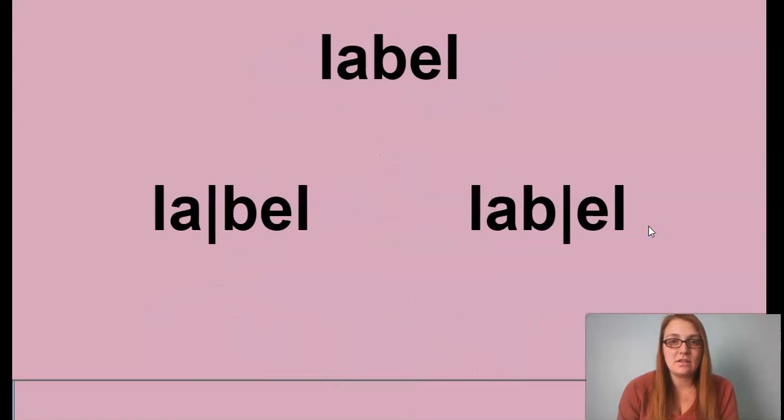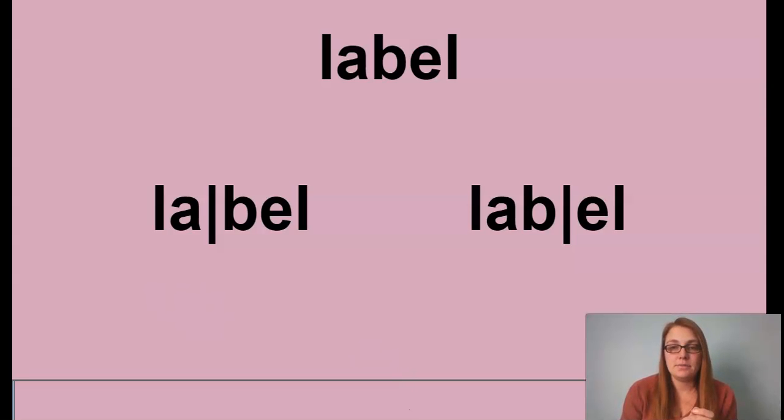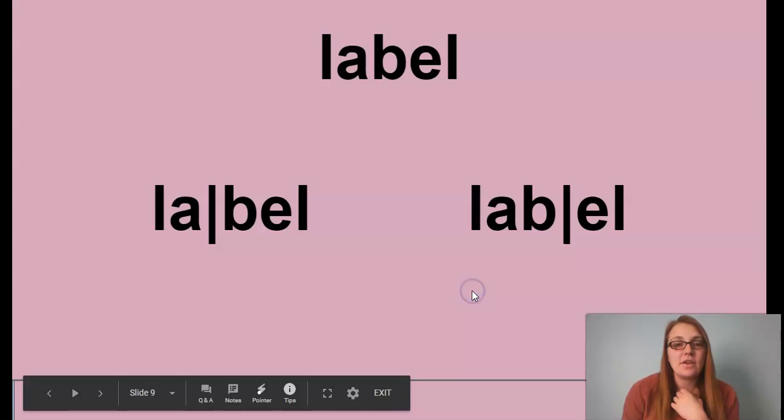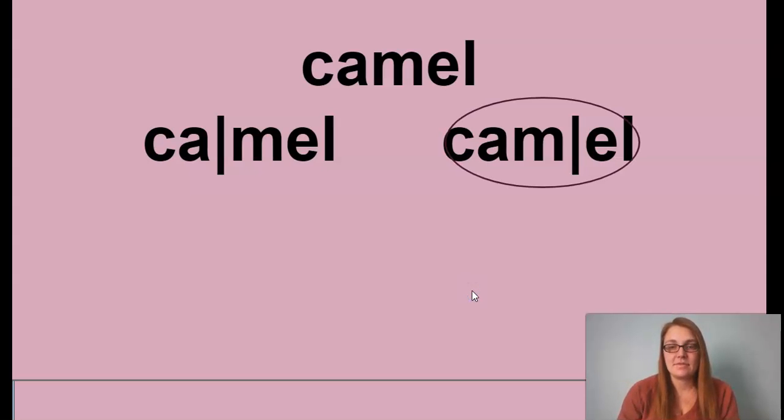We'll practice this on a few more slides. So, on the screen, on the top you'll see the word. On the bottom, the long line indicates the break between the two syllables. So is this word label or label? Very good. It is label. Next word. Is it camel or camel? Yeah, camel.